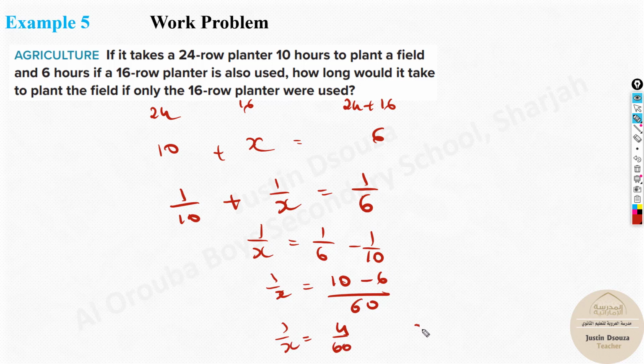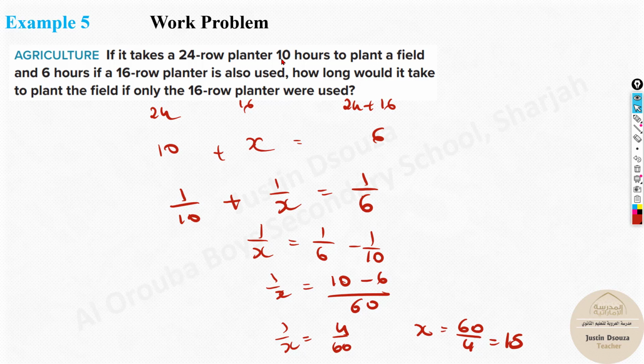And take everything to the other side. x is equal to 60 divided by 4, it's 15. So it will take 15 hours for this 16 row planter alone.